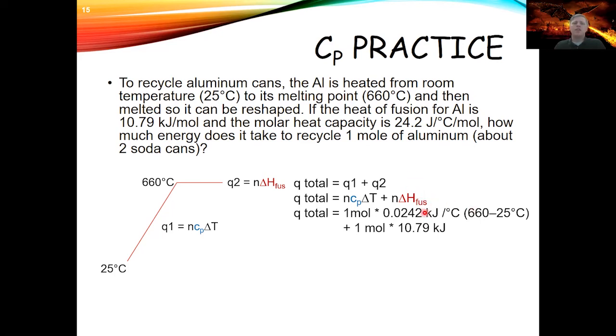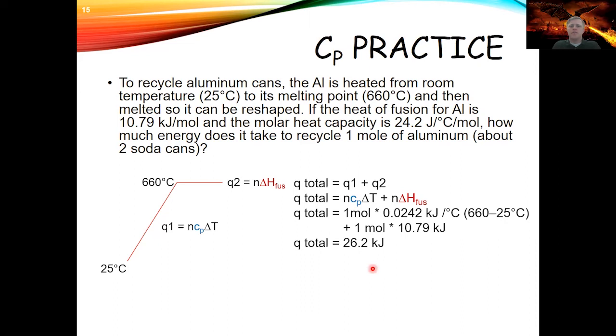You can either do it in kilojoules or in joules. Generally, if it's a question on an exam or a homework problem, you're going to try and match the units that the problem is looking for. All right, then my delta T for this is just 25 to 660, and then I'm just going to have 1 mole times my delta H of fusion here. So I work that math out, and you'll find that this takes about 26.2 kilojoules of energy to go through this process.